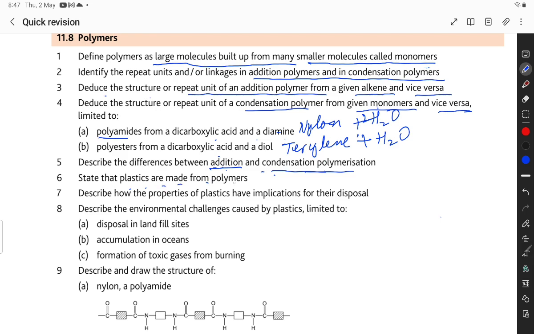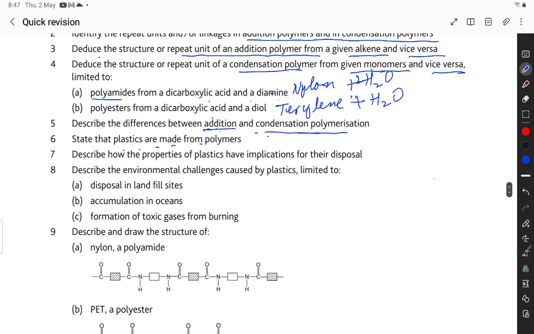State that plastics are made from polymers. Ethene forms polyethylene. This is the monomer, ethene. You know this very well, and you have different examples. This is polythene.